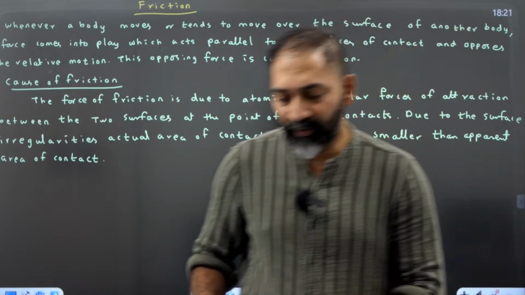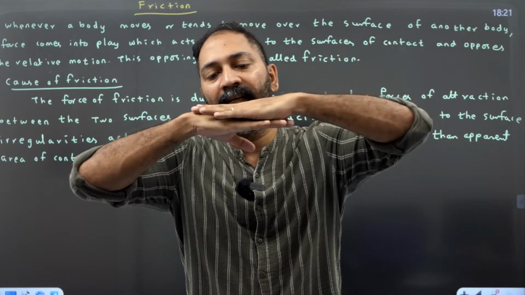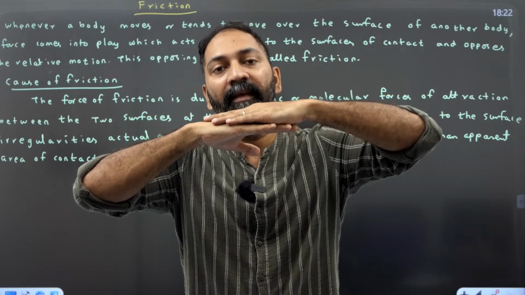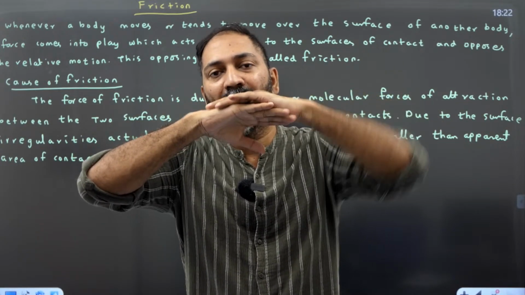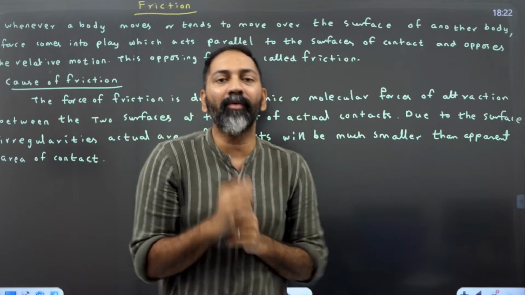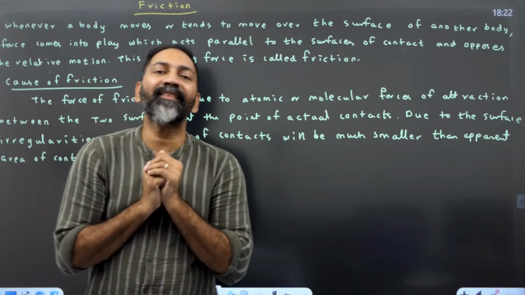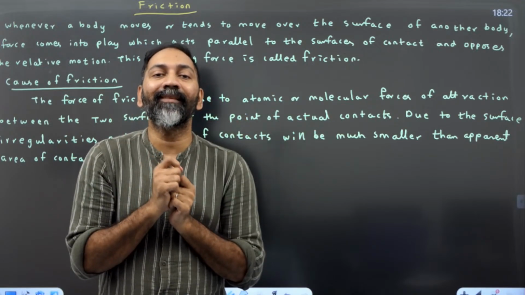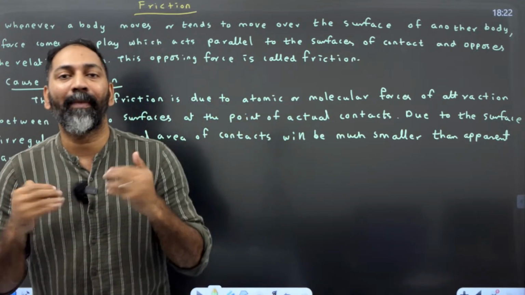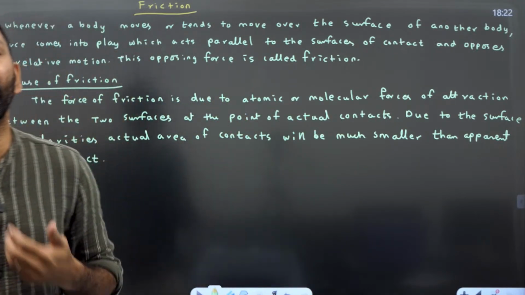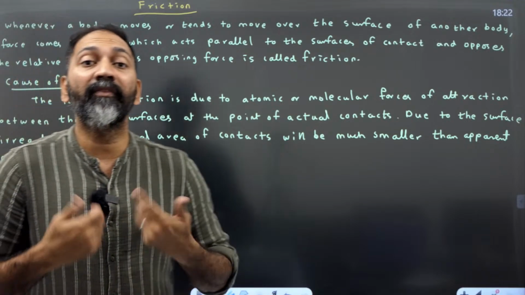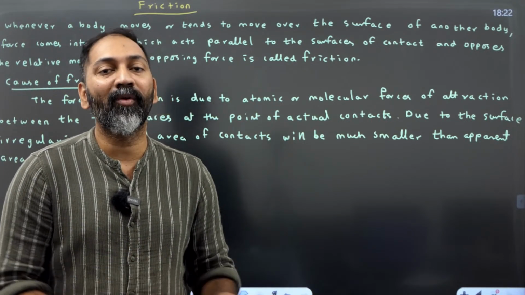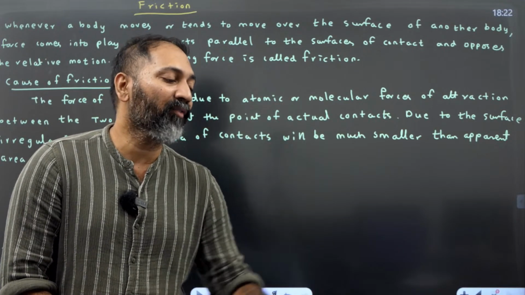Apparent means what we feel, we will see that these two surfaces are smooth. There is a big area between them. But actually, at the micro level, there will be surface irregularities. So, actual area of contact will be much smaller than the apparent, meaning what we feel. So, actual area of contact will be much smaller than apparent area of contact.